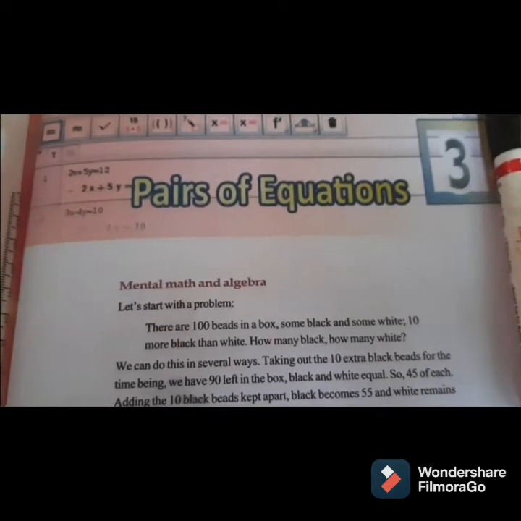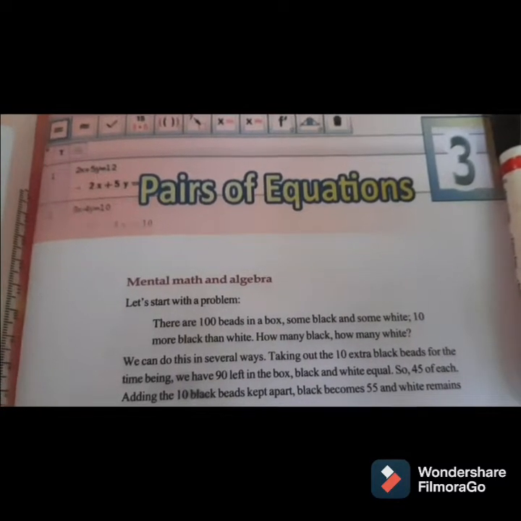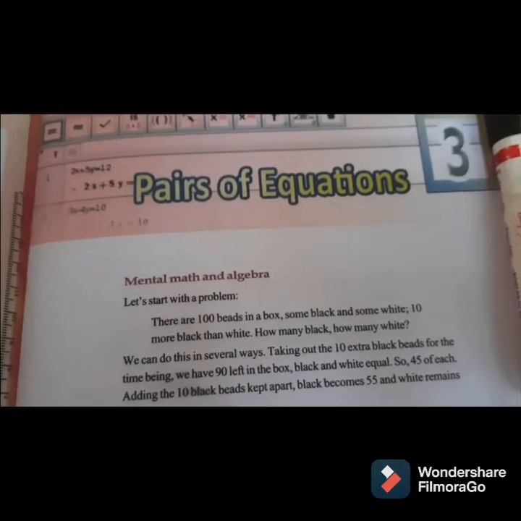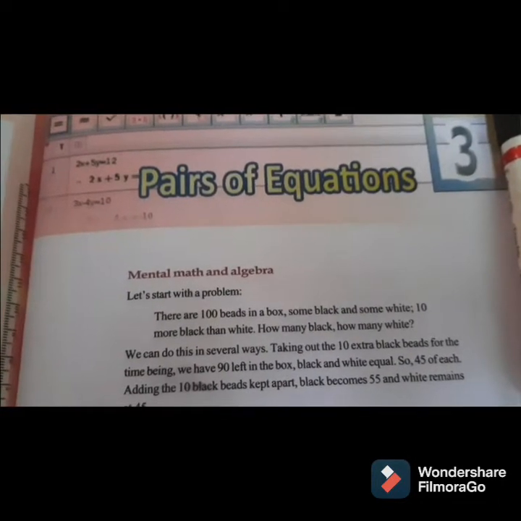Can we go to the third chapter? Pairs of equations. Yes, do you remember equations? I think it is a simple one.